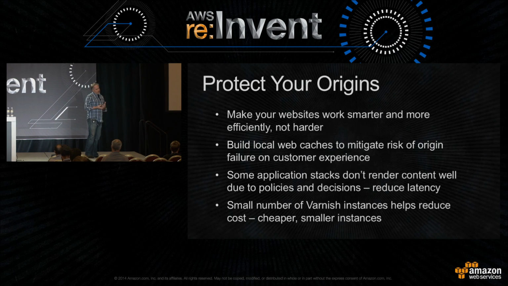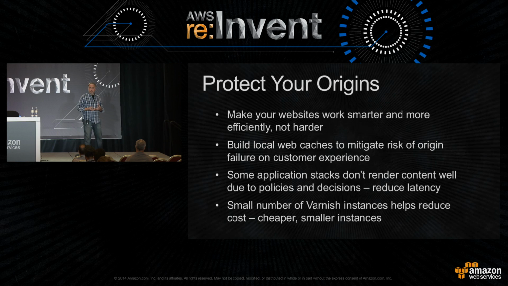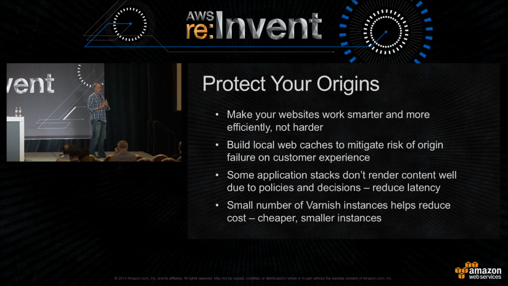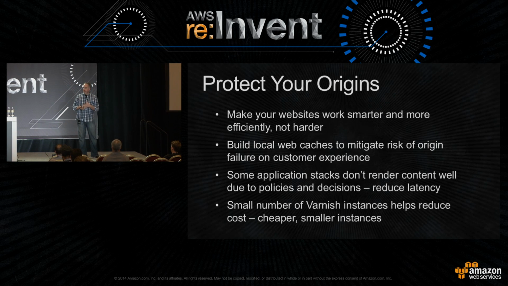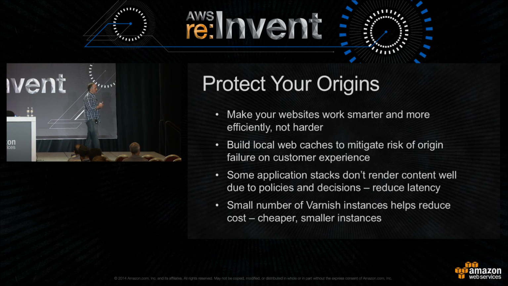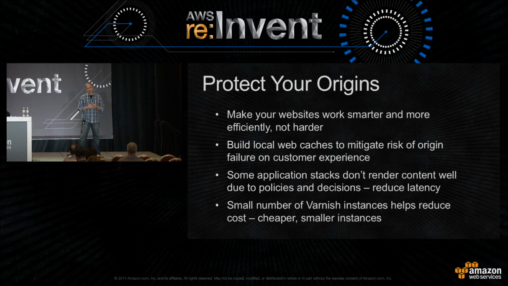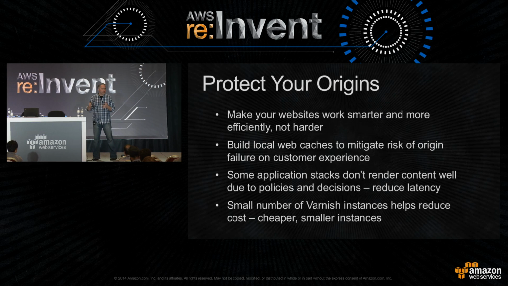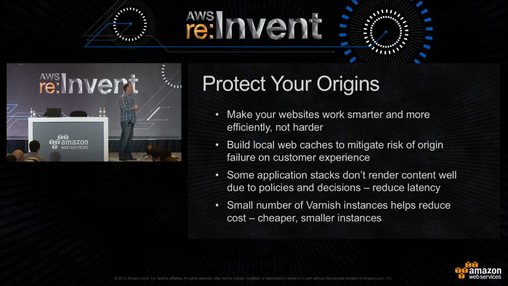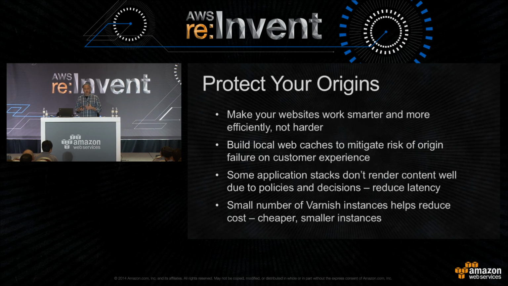Finally, one of the bigger pain points for certain application stacks. I have a customer who says Drupal is tough because of the policies and decisions in its rendering capabilities. They were forced to look at a web cache to assist in getting better response times for their customers. So some application stacks don't render content as well because there's a lot going on in the decision-making tree of the rendering process. This is how you protect your origin and ultimately deliver a better experience for your customer.